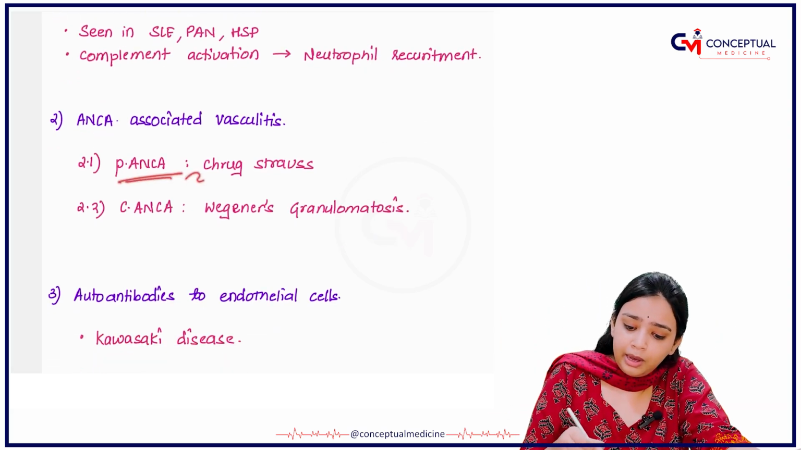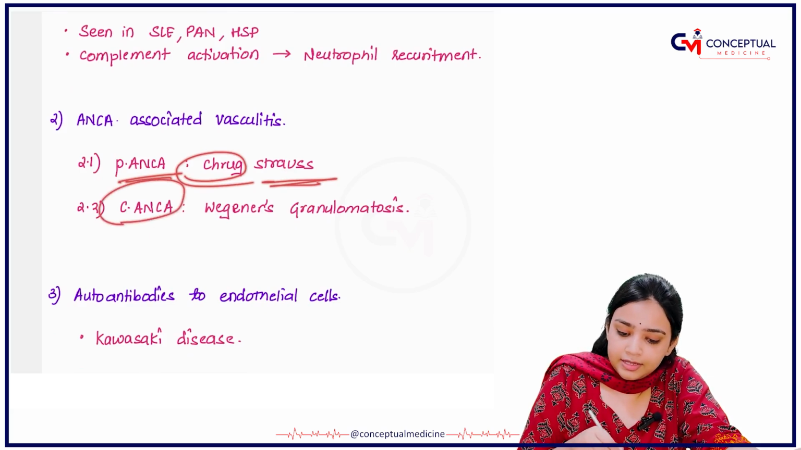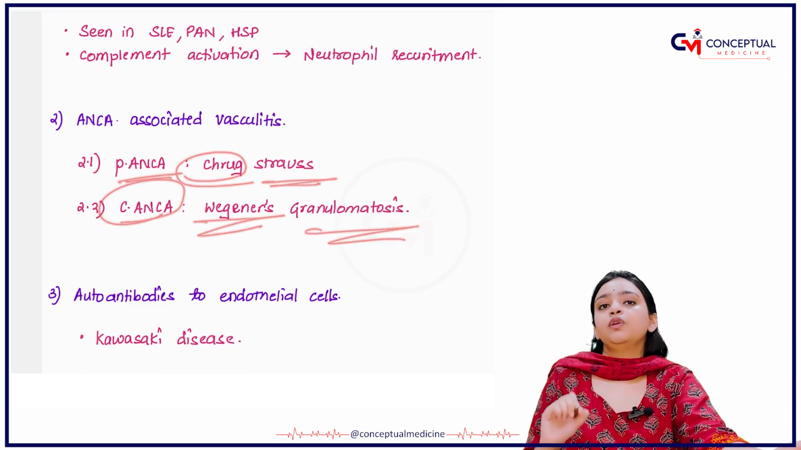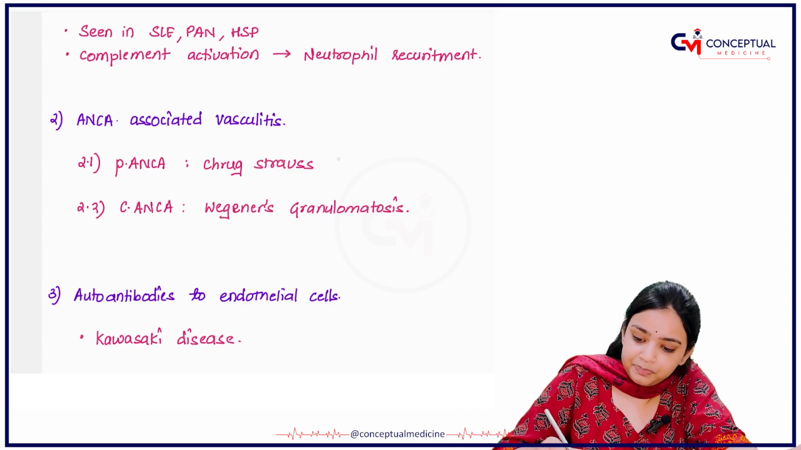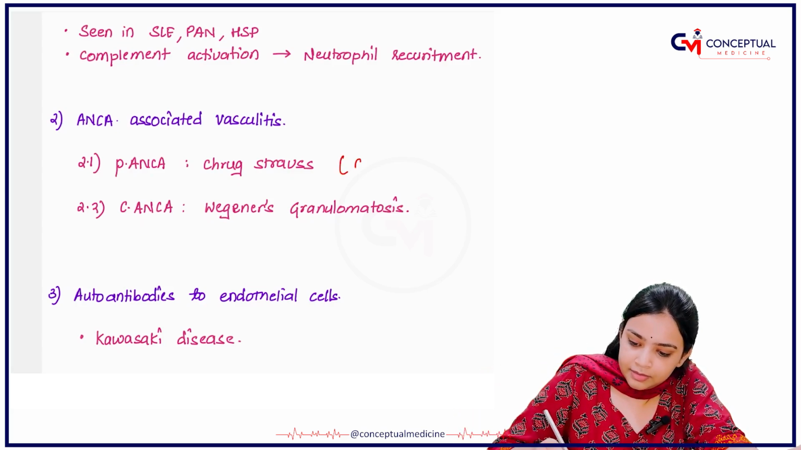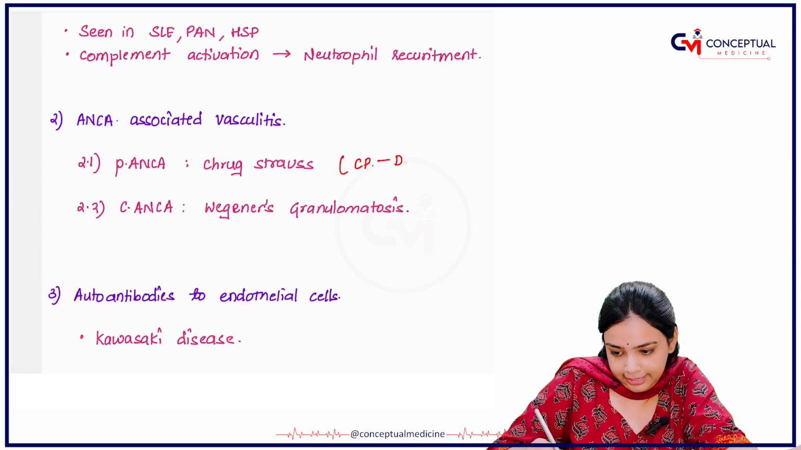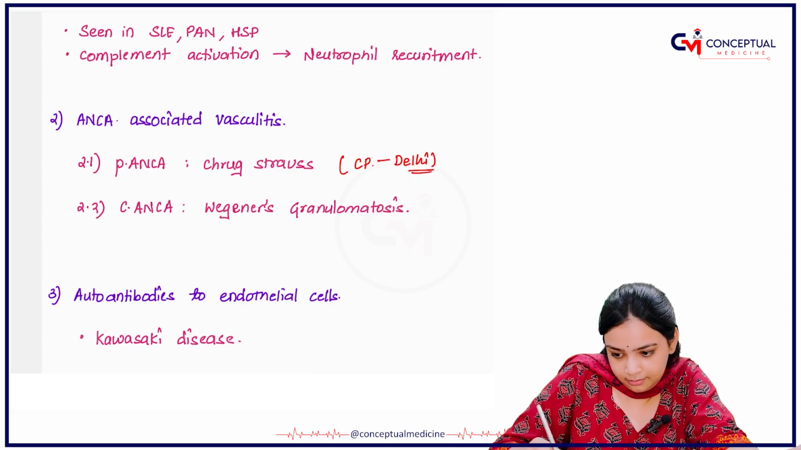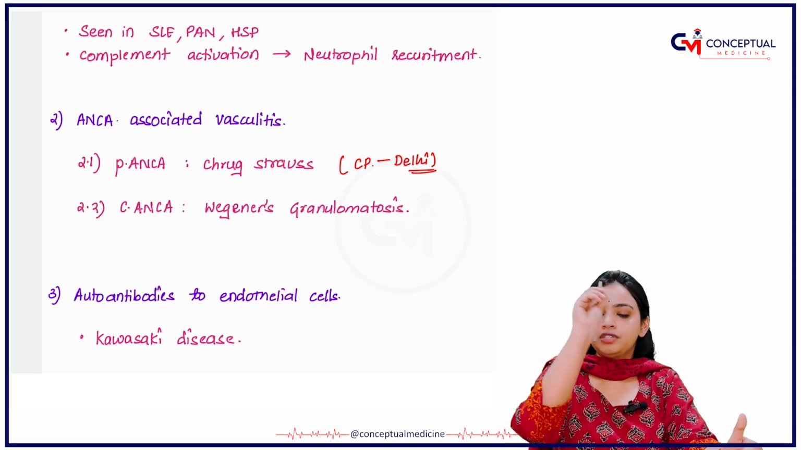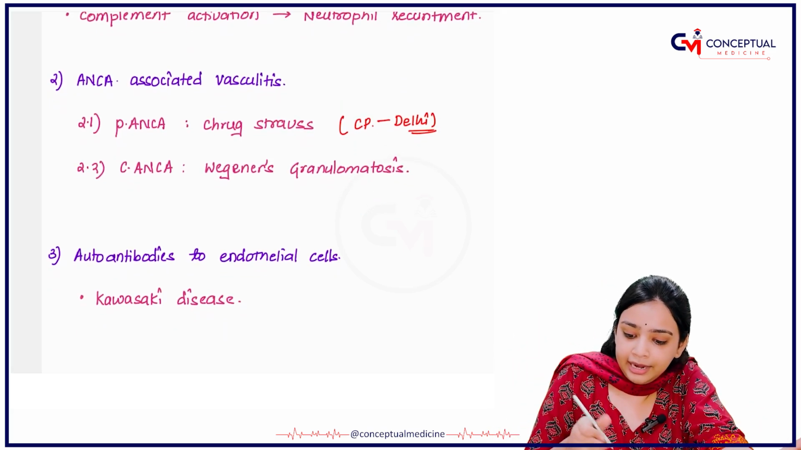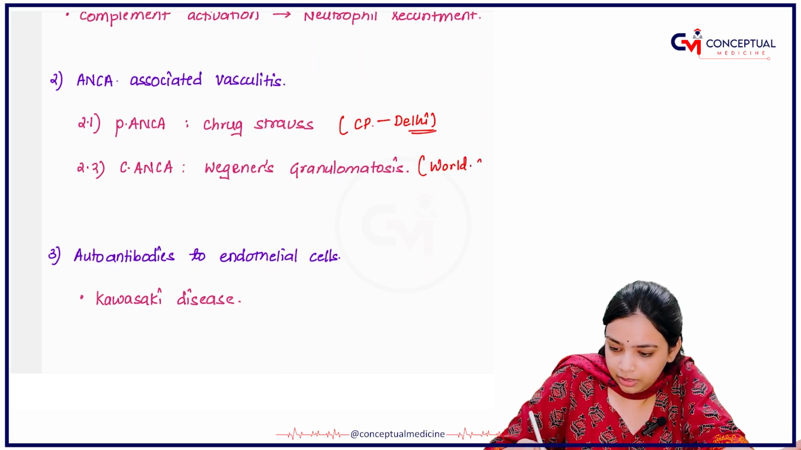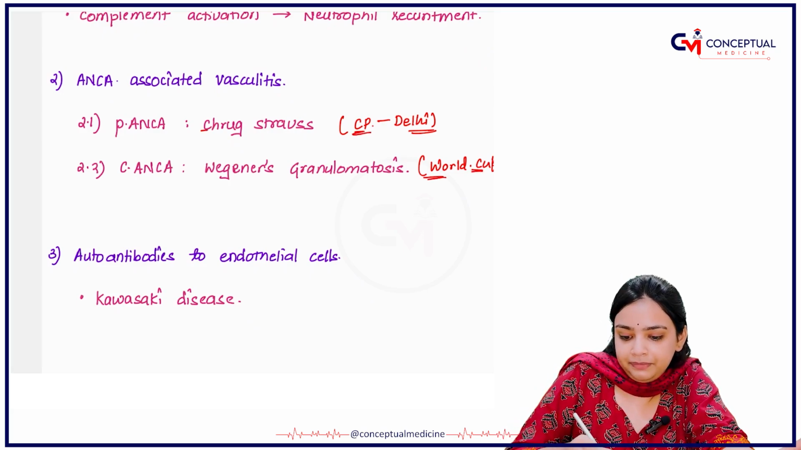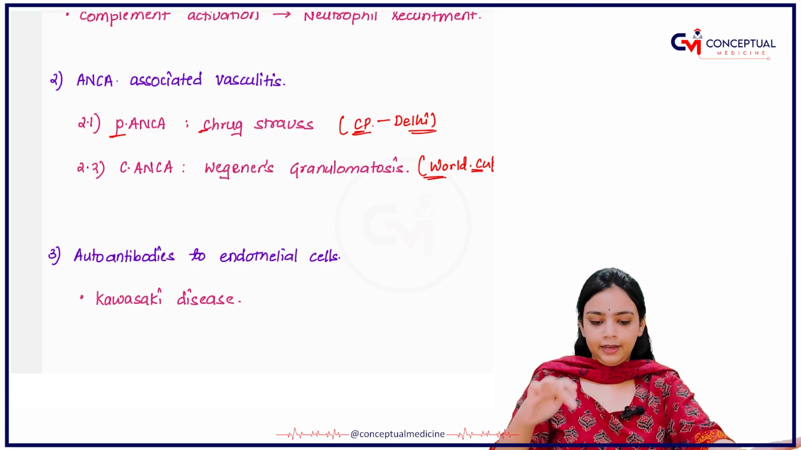In the P ANCA, you have the microscopic polyangiitis, and in the C ANCA, you have the Wegener's granulomatosis. See, if you are having difficulty in remembering, remember the CP. CP is in Delhi. Also tell me what was the prior name of CP. So CP. And here you can remember the World Cup. That is, Wegener's is for C and CP structures is for ANCA.